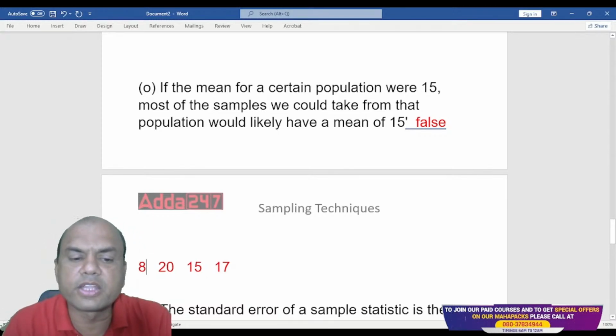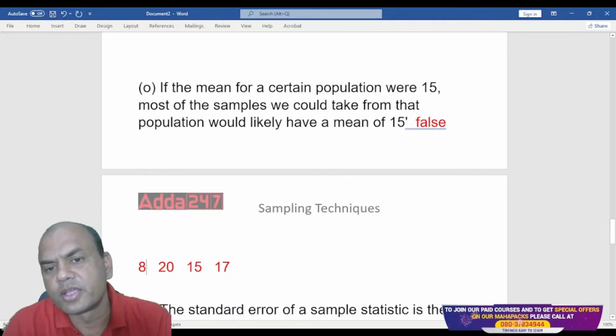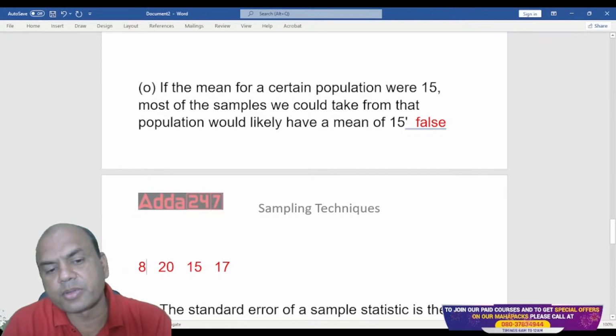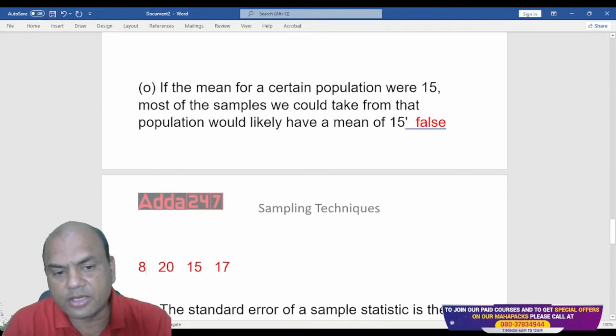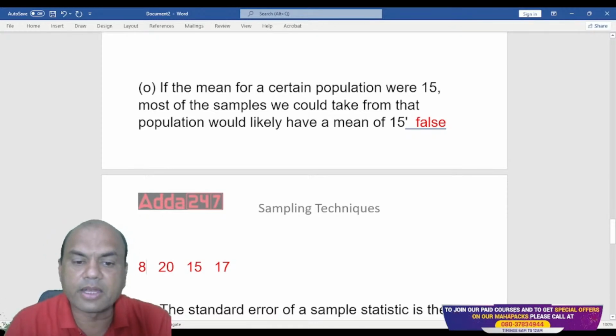Suppose I got these 4 salaries: 8,000, 20,000, 15,000 and 17,000. Now you do the addition of all these. 20 plus 8, 28, plus 15, 43, plus 17, 60, right? So the total I'm getting is 60 over here.